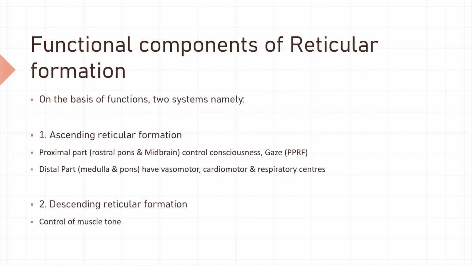The reticular formation has two systems on the basis of functions, an ascending and a descending one. The ascending reticular formation is divided into the proximal part and the distal part. The ascending reticular formation brings sensory messages from the reticular formation to the brain cortex and vice versa. So basically the ascending reticular formation is regulating consciousness and arousal, like the wake up state.